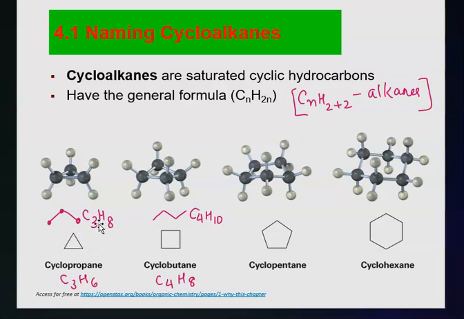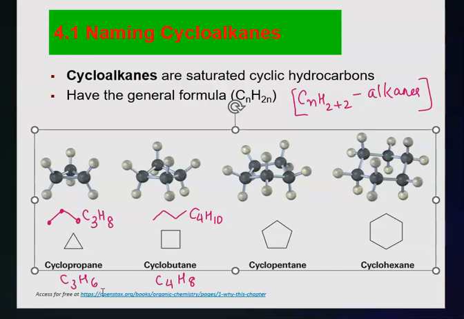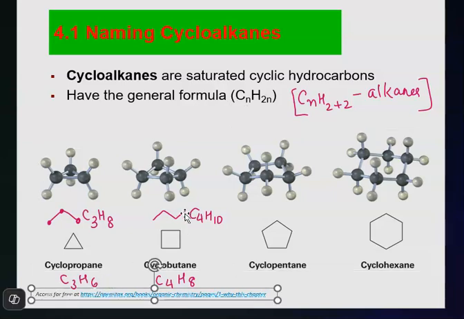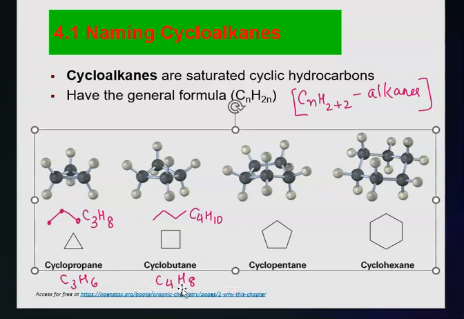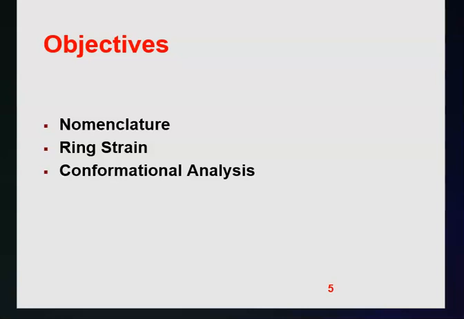For example, this is a propane open chain. When you make it into a cyclic structure, it is called cyclopropane. And see, we had 8 hydrogens in propane, and now we have only 6 hydrogens. So look at the next one. This is normal butane, C4H10, but here we have C4H8, which is cyclobutane. Same thing goes with cyclopentane and cyclohexane, which are 5-membered and 6-membered rings respectively.